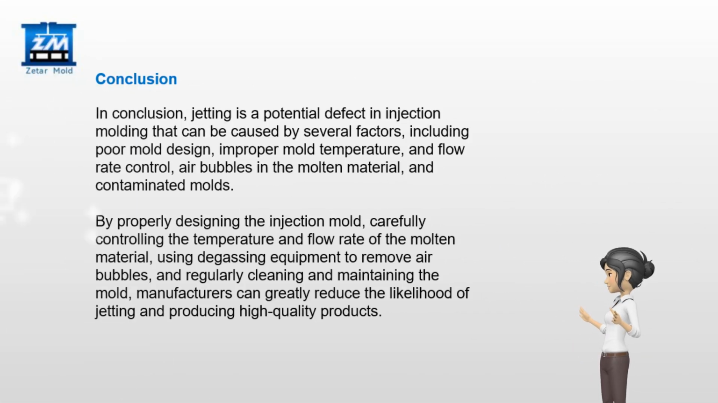Conclusion. In conclusion, jetting is a potential defect in injection molding that can be caused by several factors, including poor mold design, improper mold temperature and flow rate control, air bubbles in the molten material, and contaminated molds. By properly designing the injection mold, carefully controlling the temperature and flow rate of the molten material, using degassing equipment to remove air bubbles, and regularly cleaning and maintaining the mold, manufacturers can greatly reduce the likelihood of jetting and produce high-quality products.